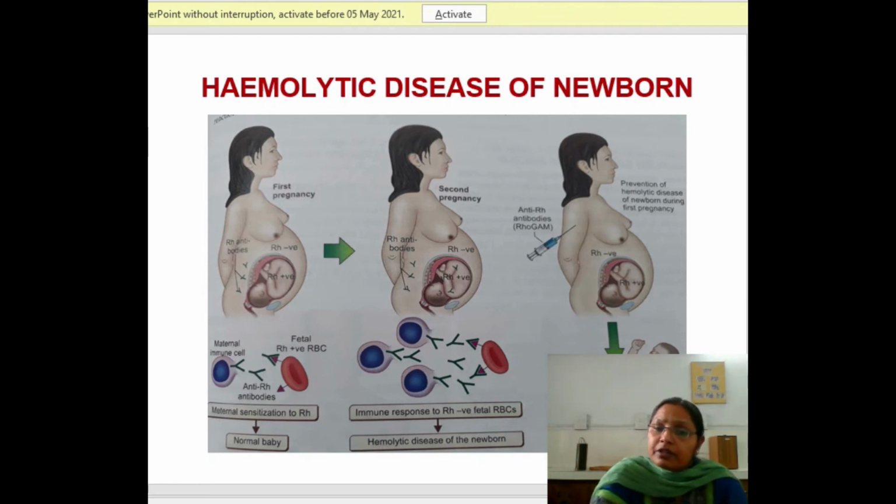So in a subsequent or second pregnancy, if the Rh positive baby is there, the preformed antibodies against the Rh positive cells are there. They will react with the Rh positive cells and will cause hemolytic disease of the newborn. But if after the first pregnancy we introduce anti-Rh antibodies to the maternal circulation, that will block those antibodies and will cause no harm to the fetus in a subsequent pregnancy. So the baby becomes a normal baby.